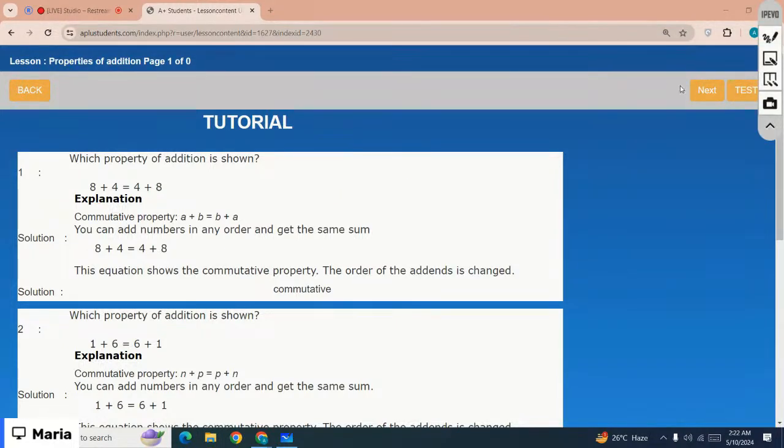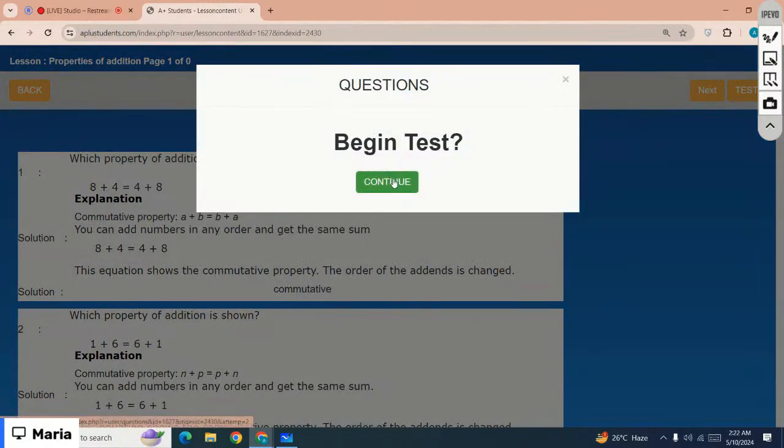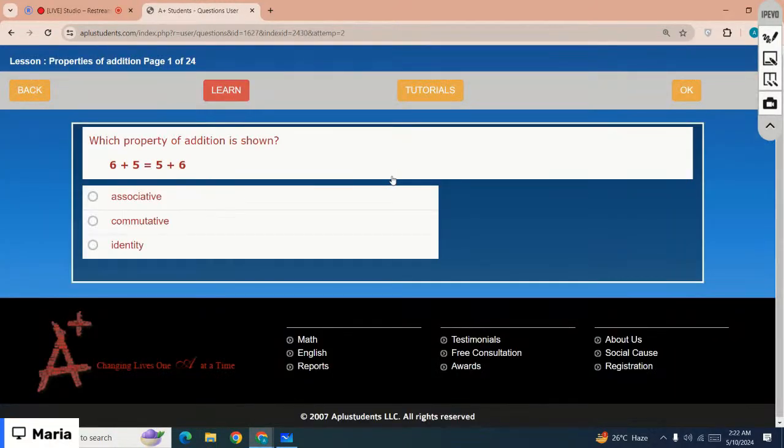Let's just start with the test questions. Okay, which property of addition is shown? Which is the correct option?